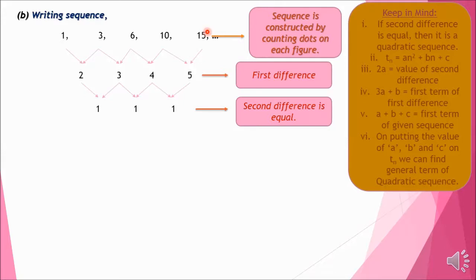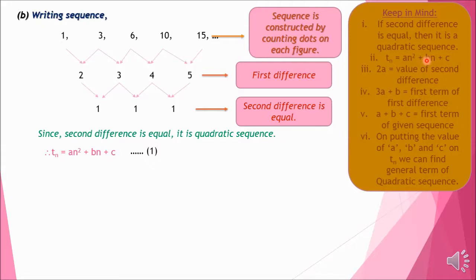Now we will exactly follow this process. We are in the first step right now. If the second difference is equal, then it is a quadratic sequence. So we are going to write that: since the second difference is equal, it is a quadratic sequence. Now for a quadratic sequence, Tn is equal to an square plus bn plus c. Therefore Tn equals an square plus bn plus c, and it is equation 1.